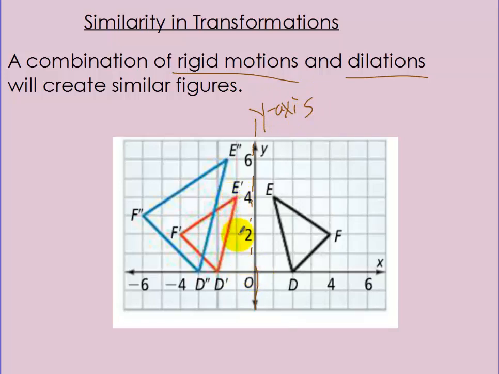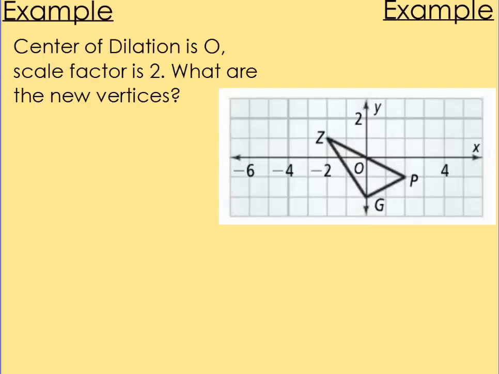It looks like everything was multiplied by, I don't know what it was multiplied by, but I think it was scaled up from the origin, and you got the new one, F double prime, E double prime, D double prime. So all these triangles here are similar with each other. They're just a combination of rigid motions and dilations. That's it. You can figure this out. Let's do some examples.